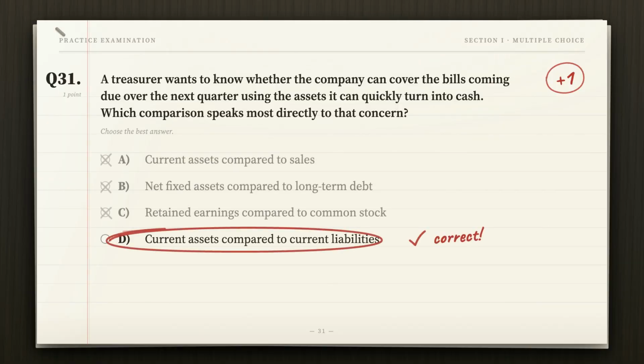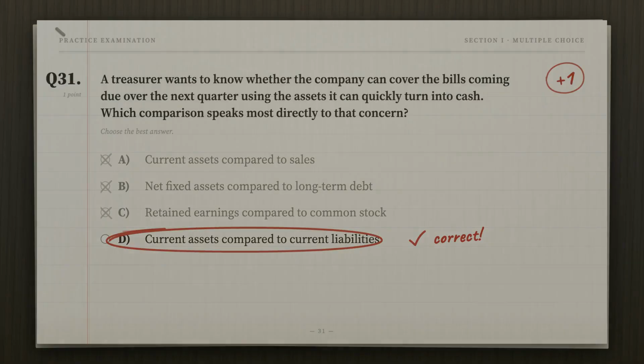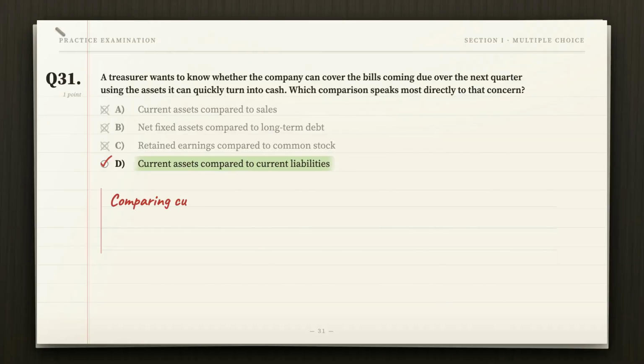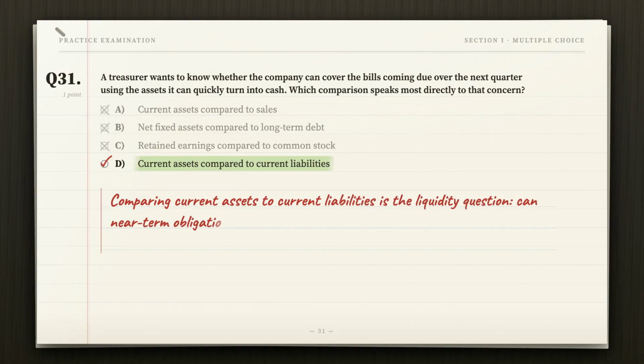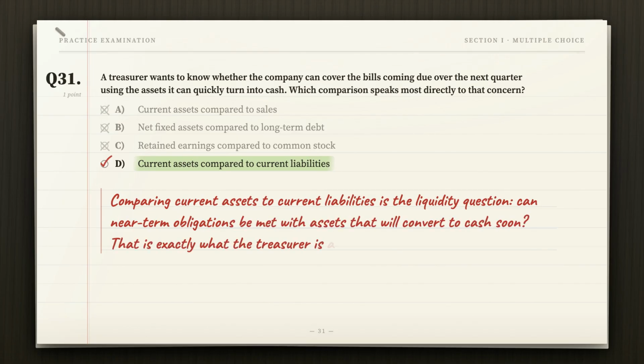The correct answer is D. Current assets compared to current liabilities. D is correct because comparing current assets to current liabilities is the liquidity question. Can near-term obligations be met with assets that will convert to cash soon? That is exactly what the treasurer is asking.